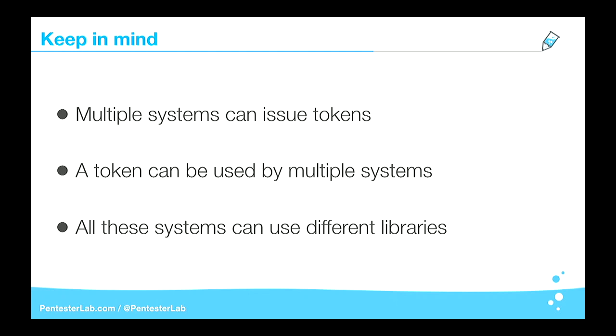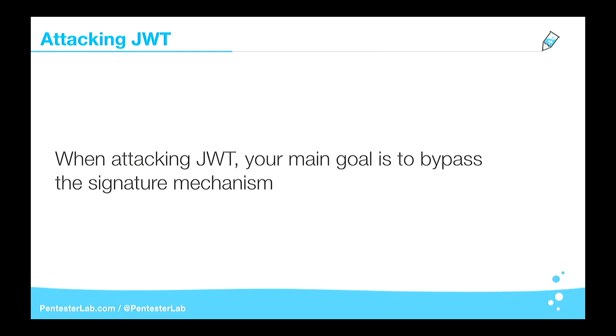Keep in mind as well that multiple systems can issue tokens. So if you're doing pen testing or bug bounty, and you have 10 microservices, one of them may be doing the right thing with the token you're sending, but another one may not be doing the right thing. So make sure you test all of those API endpoints. A token can be used by multiple systems, and all these systems can use different libraries. You can have stuff in Go, in JavaScript, in Java, in everything, so you may have different bugs. When attacking JWT, your main goal is to bypass the signature mechanism. And we're going to do just that.